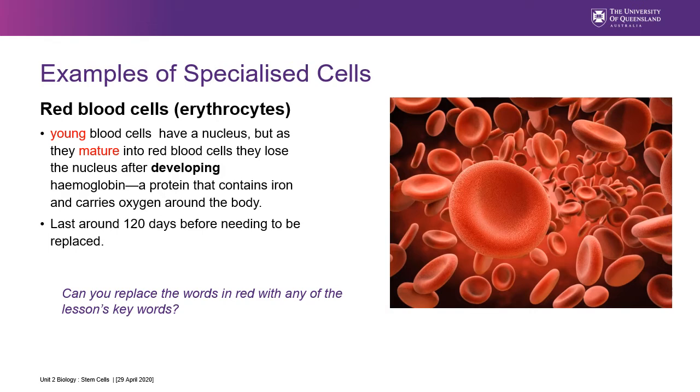Look at the red words here, young and mature. What key words from today's lessons could you replace these with? You could say undifferentiated blood cells have a nucleus, but as they differentiate into red blood cells, they lose the nucleus.